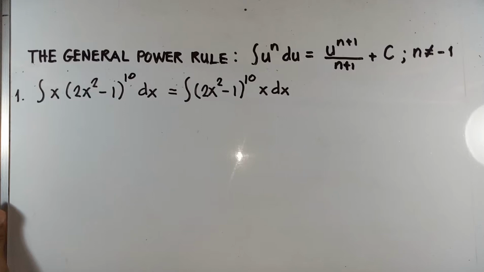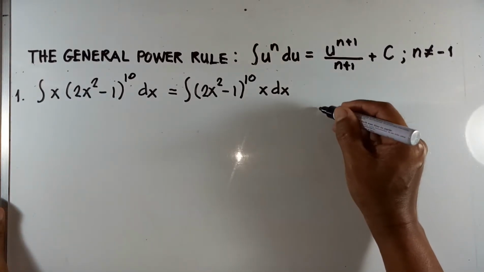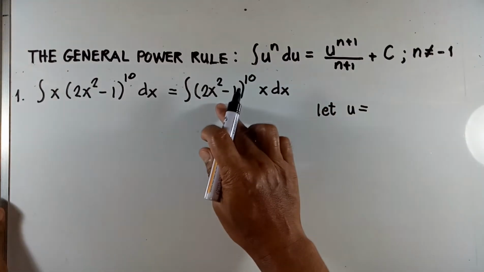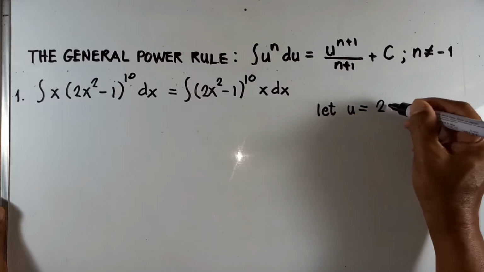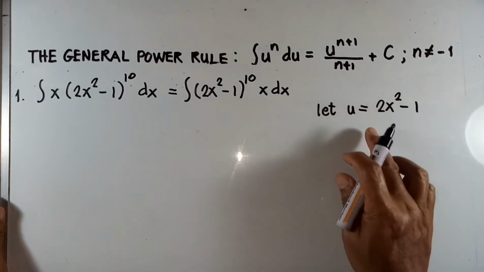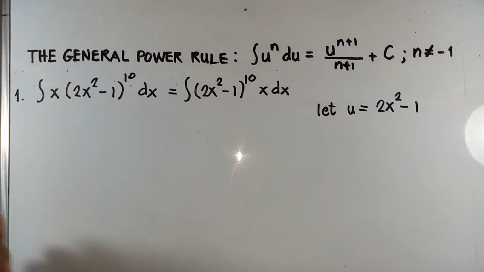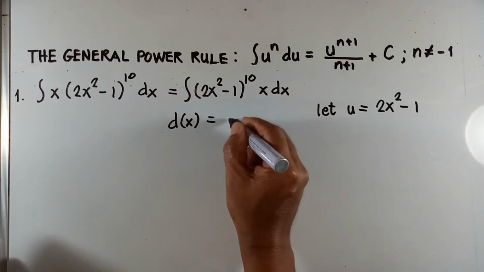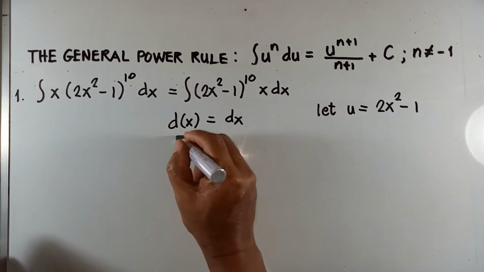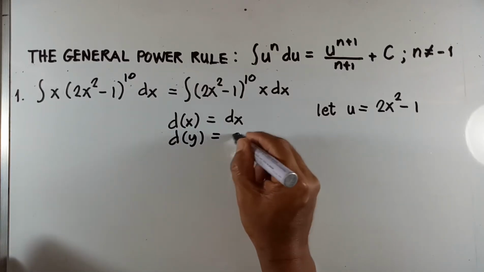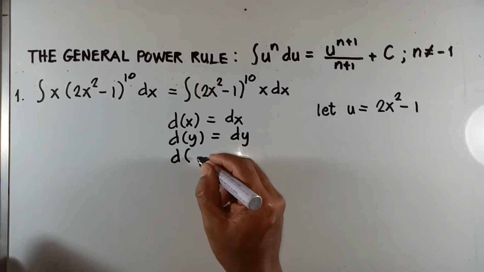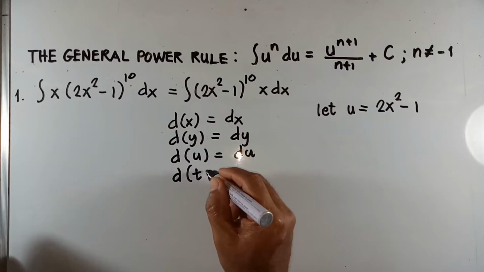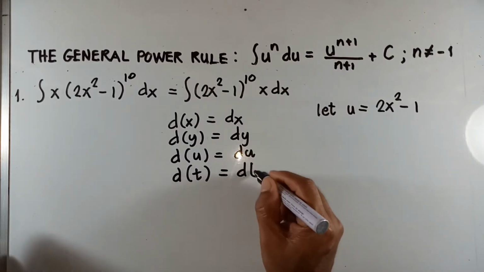So dito, ang gagawin natin ay gagamit tayo ng substitution, no? So let u equals yung base, no? Yung u natin ay yung base, 2x squared minus 1. Kaya rin tayo noon, kukuha tayo ng derivative in differential form. Ang derivative ng x in differential form equals dx. Ang derivative ng y in differential form equals dy. Ang derivative ng u in differential form is du. Ang derivative ng t in differential form equals dt, and so on.